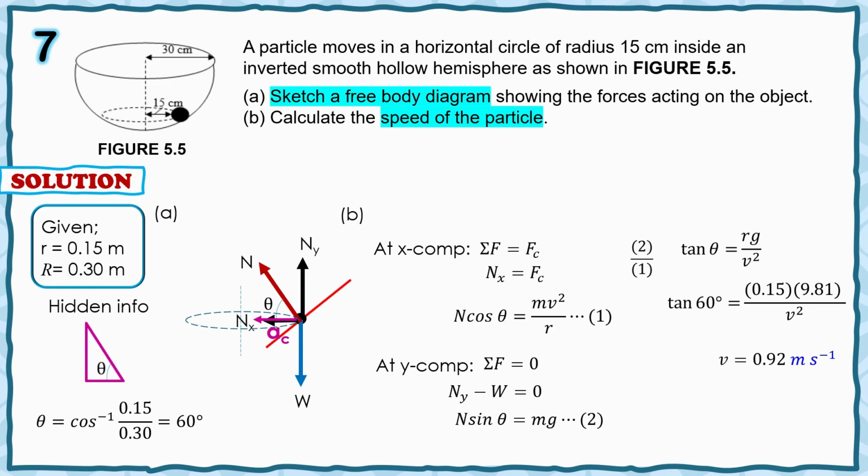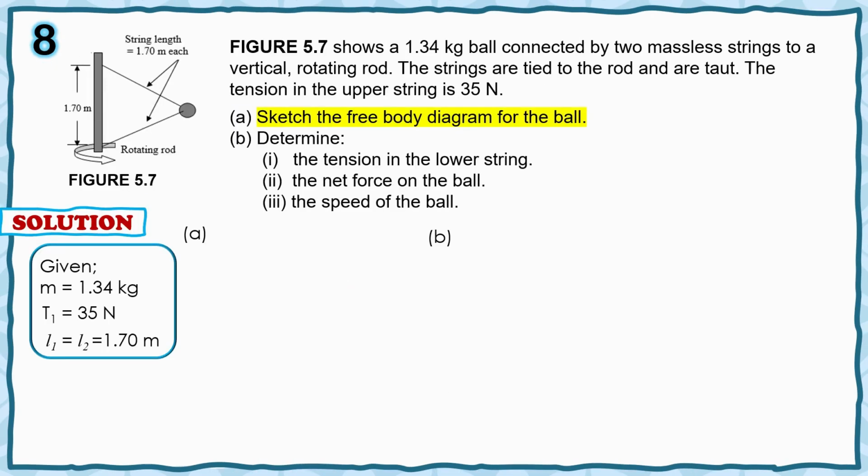Okay. For question number 8, the figure shows a ball connected by a massless string to a vertical rotating rod. So the strings are tied and the tension in the upper string is 35 Newton. First, you need to sketch the free body diagram of the ball.